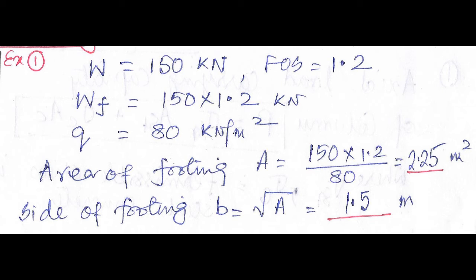So as per our previous slide, the area of the footing is given as capital A equal to WF by q, that is the factored load divided by the soil bearing capacity. So 150 into 1.2 divided by 80 gives us 2.25 meter square area of the footing. So how will we find the side of the footing? Here in the question it is given to assume a square footing. So the side of a square footing will be small b equal to under root of A, that is under root of 2.25, which gives us 1.5 meter.